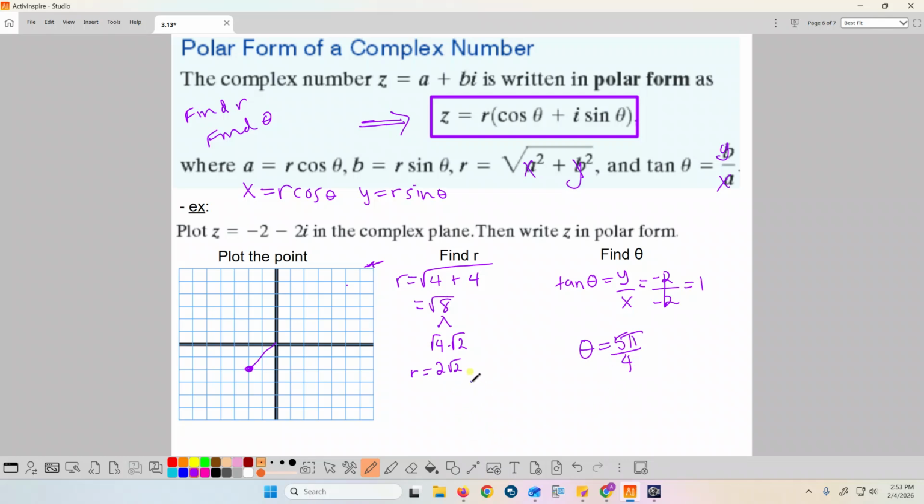So this time, I'm not going to list my answer as a polar coordinate because the question doesn't say write the polar coordinate. Instead, it says write z in polar form. Well, what's polar form? We'll say z equals r, following the form I have in that purple box. R, which is 2 radical 2, times cosine of 5 pi over 4 plus i sine of 5 pi over 4. All right, and right there, that is your polar form. Same thing, but you can see the answers in a slightly different form.